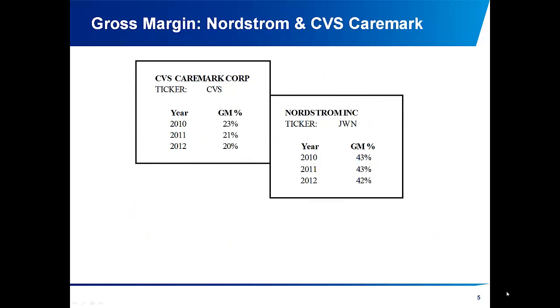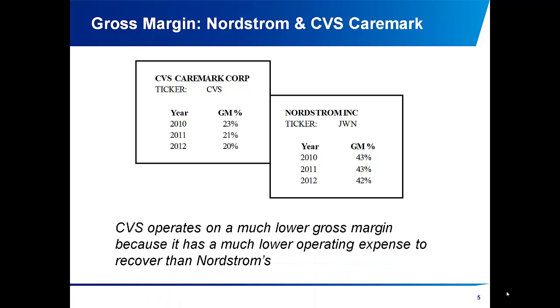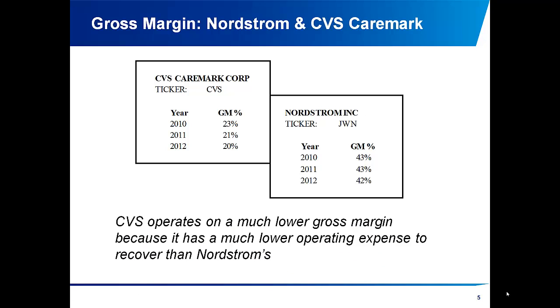Here's a quick look at the gross margins of CVS versus Nordstrom's for the last 3 years. And you can see it's very compelling. Nordstrom's has a much higher gross margin relative to CVS because it's got a completely different sales operation. CVS can get by with a lower gross margin because it has much lower operating expenses to recover compared to a Nordstrom's.